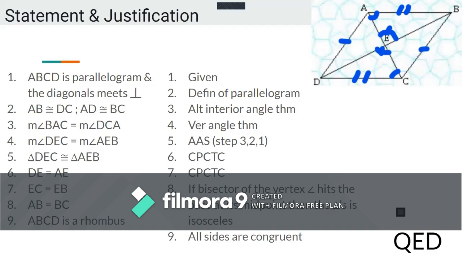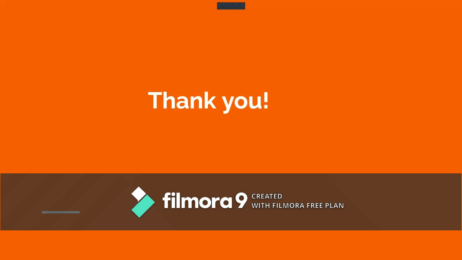Thus, ABCD is a rhombus. All sides are congruent. Yes, and that's the end of the video.